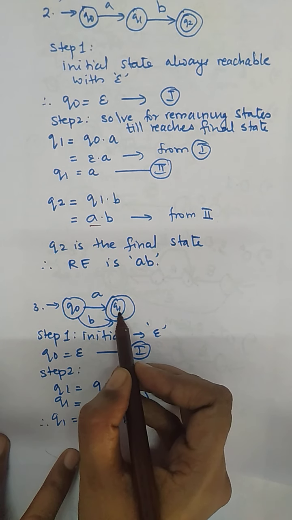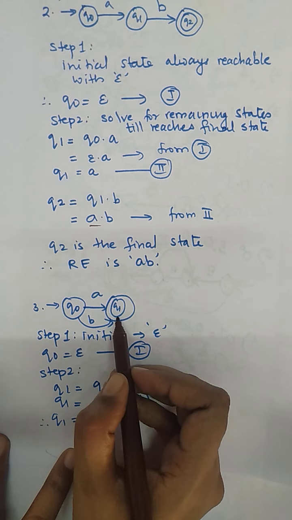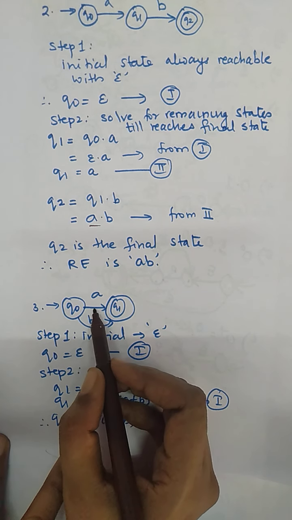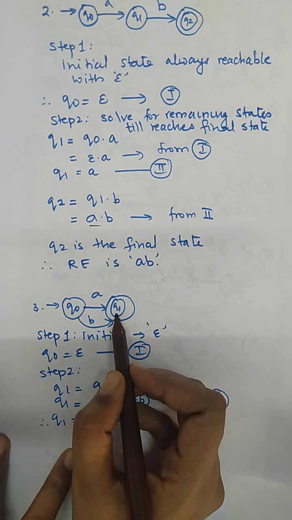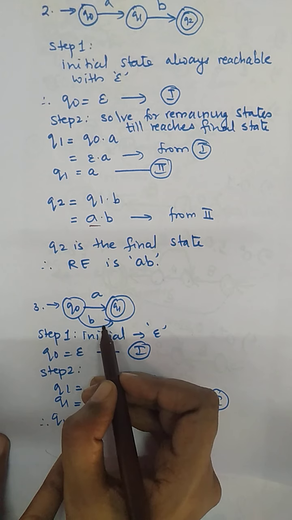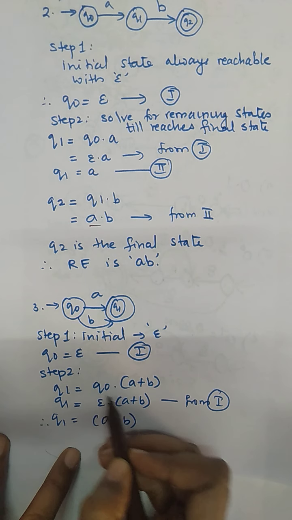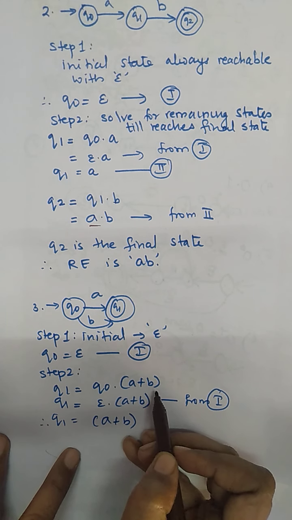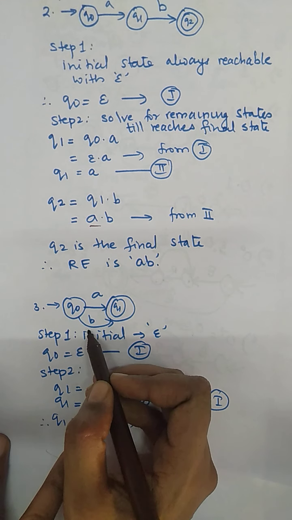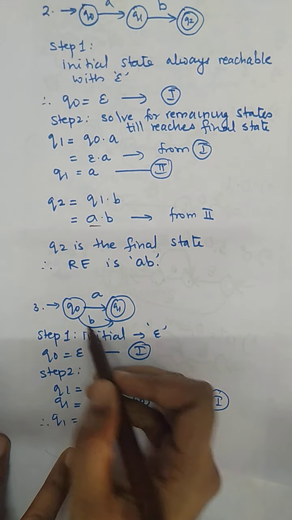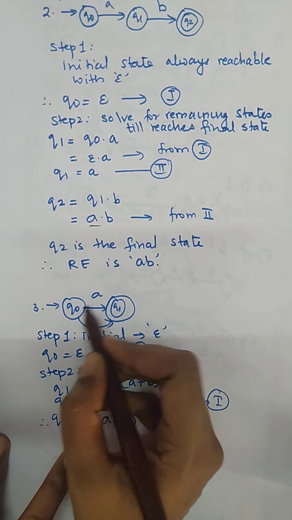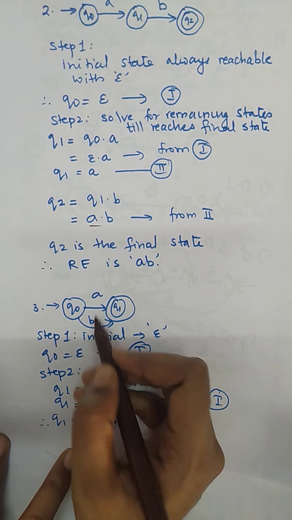Now this Q1, which is the final state, we have to find the regular expression for that. So from Q0, how many outgoing arrows are going to Q1? 1 and 2. So Q0 with A also, Q0 with B also. So Q1 is Q0 with A and B together, because this is a parallel path. For a parallel path, the corresponding regular expression will be the plus sign. So Q0 dot what is going from the Q0 is A and B.